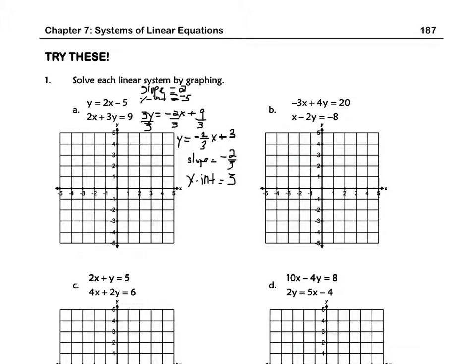So if we graph the top equation, we had a y-intercept of negative 5 and a slope of 2. So that would be up 2, right 1, up 2, right 1, and so on. That's the first equation, and the second equation had a y-intercept of 3 and a slope of negative 2/3, so down 2, right 3.